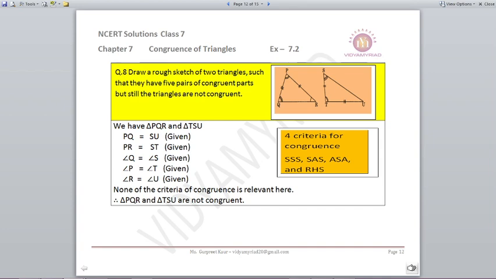Question number 8. Draw a rough sketch of two triangles such that they have 5 pairs of congruent parts, but still the triangles are not congruent. Now here I have taken the triangles PQR and STU, and 5 pairs I have made them equal, but still if you see, their figures are totally different and thus they are not holding any criteria true for each other, and thus the triangles are not congruent.